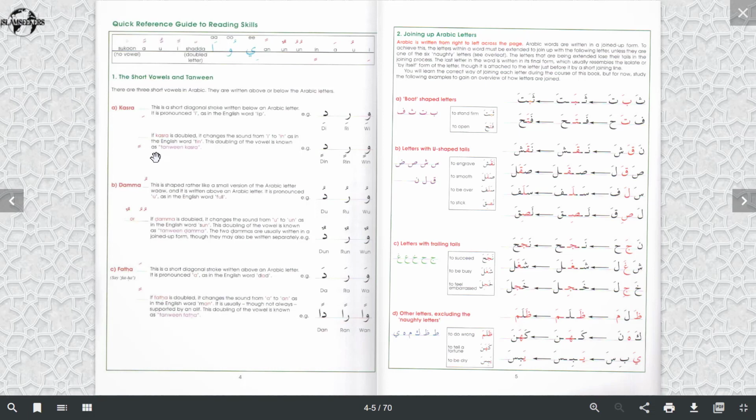If kesra is doubled, it changes the sound from I to in, as in the English word tin. This doubling of the vowel is known as tanween kesra.